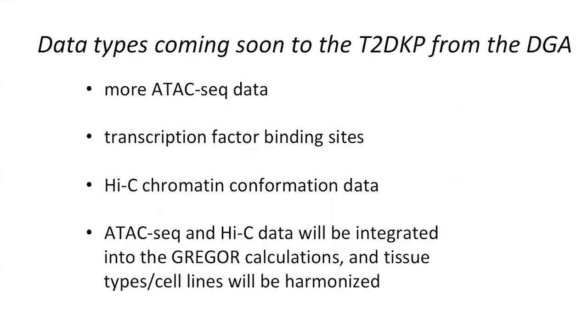All right, and just a little look into the future. We hope very soon to get more ATAC-seq data into the Type 2 Diabetes portal. We're also going to have transcription factor binding sites, Hi-C chromatin conformation data, and the ATAC-seq and the Hi-C data are going to be integrated into that GREGOR calculation that we just talked about. Also in the GREGOR calculation, the tissue types and cell lines will be harmonized. Right now we have a long list of tissue types and cell lines from different projects, some of which aren't really the same thing, but they're showing as independent now. But Kyle is working very hard on harmonizing them, so it'll be a simpler and more relevant list.